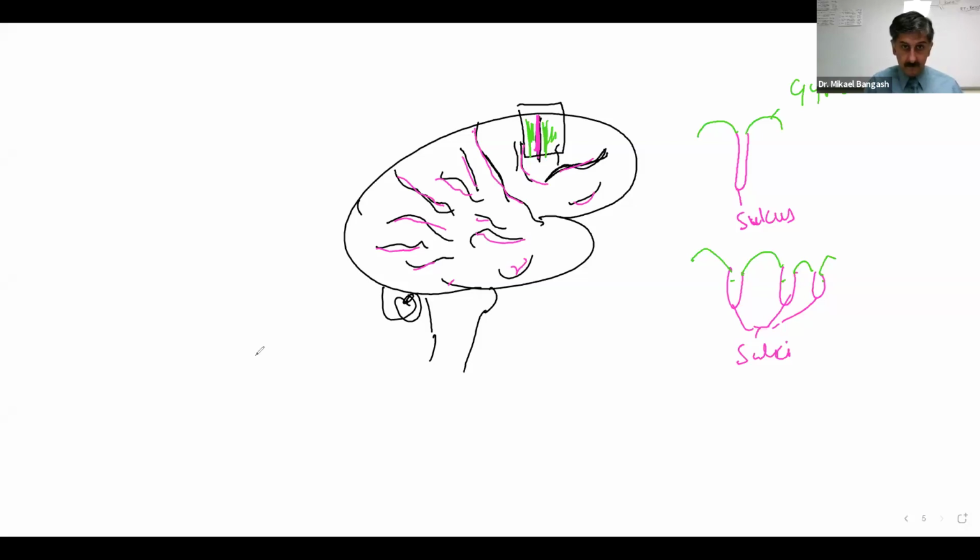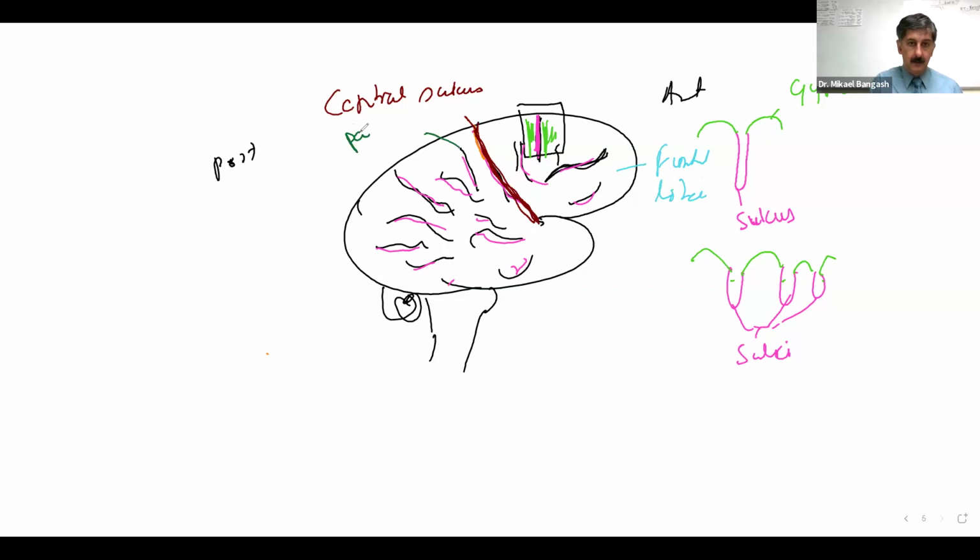But if we just look here, guys, I'm going to give one major sulcus. Let's say it's this one here, and it's referred to as the central sulcus. What do we have anterior to the central sulcus? That's going to be the frontal lobe. What do we have posterior to the central sulcus? It's going to be the parietal lobe.